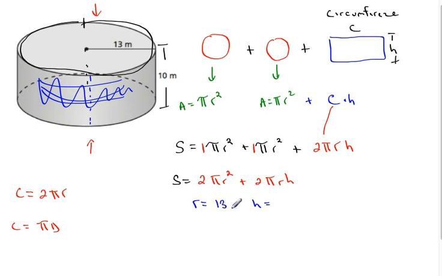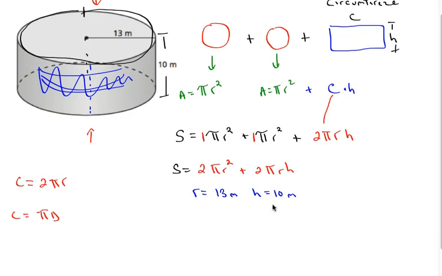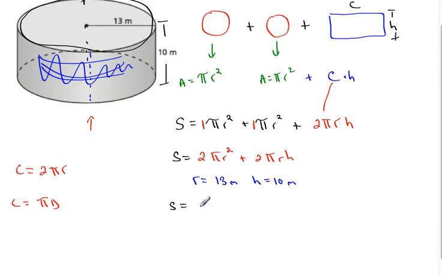13. And I'll write the 13 meters there. And what's the height of the cylinder? Yep, 10 meters. So now I have my formula. You have your givens, which is your radius and your height. And lastly, plug in. So I have 2 times pi times 13 squared plus 2 times pi times radius, which is 13, and then times 10.